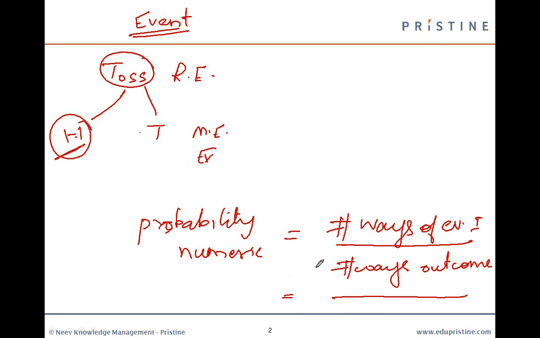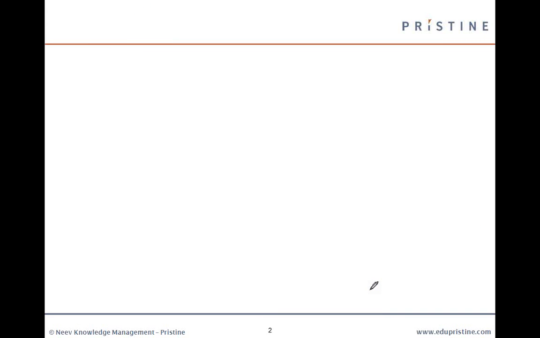So the number of possible outcomes is 2. The denominator is 2. The number of ways I can get the event of interest is only 1, because there is only one outcome where I get heads. So the probability becomes 1 by 2. I'll take another, different example.